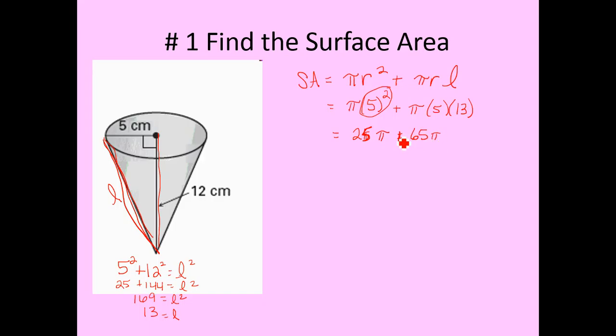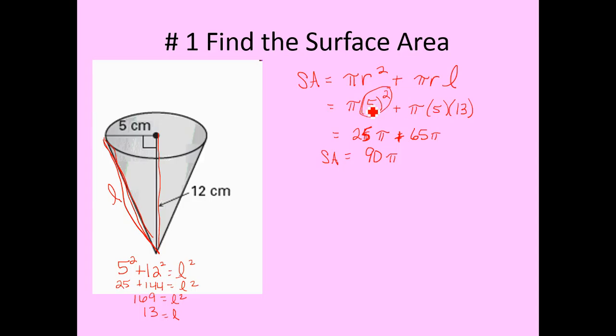There should be a plus sign in between there. And so now if we add 65 plus 25, we end up with 90 pi. So the total surface area for this cone is 90 pi. Now again, if you wanted to turn these into decimal values, that's fine.